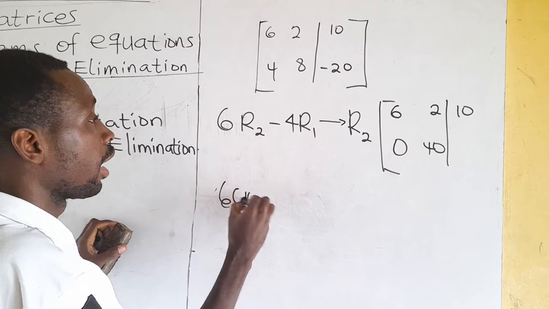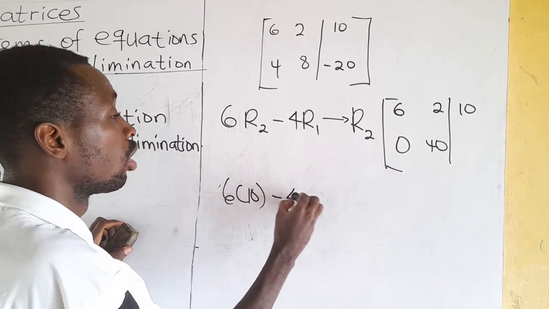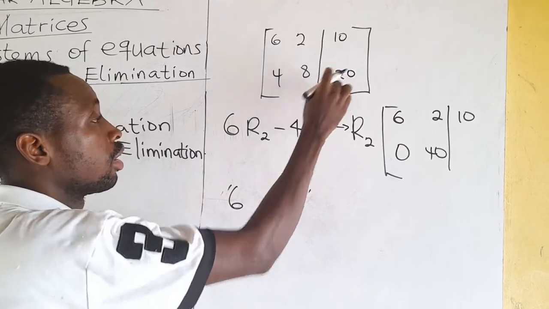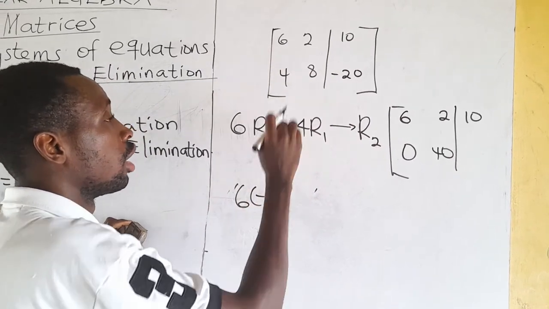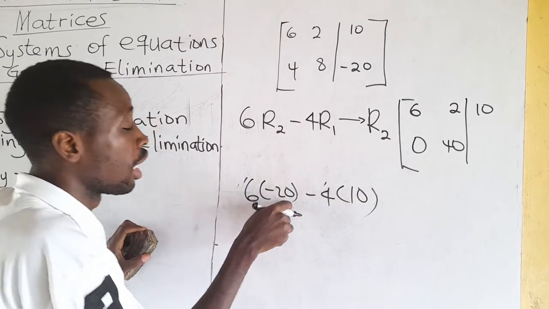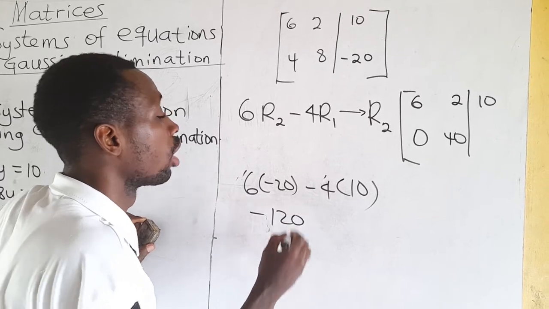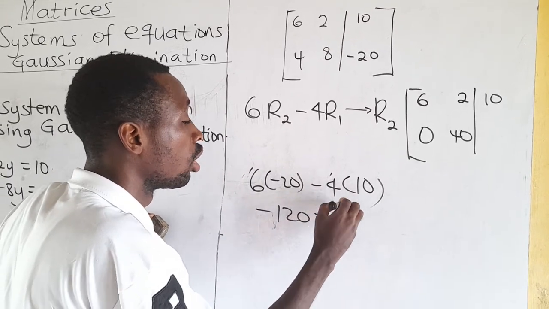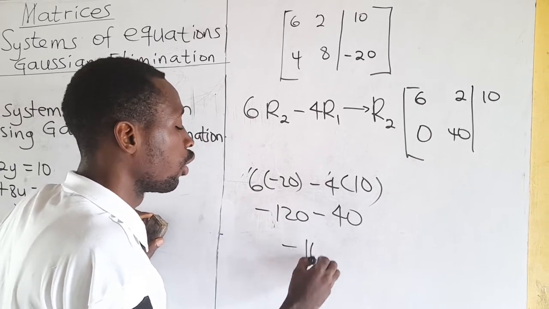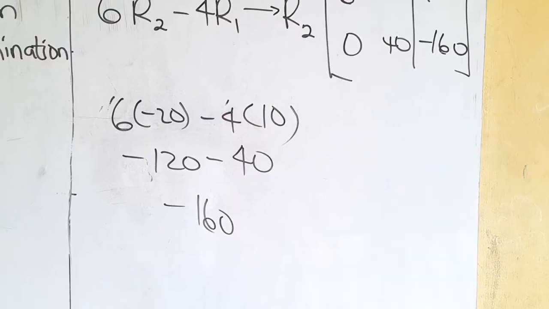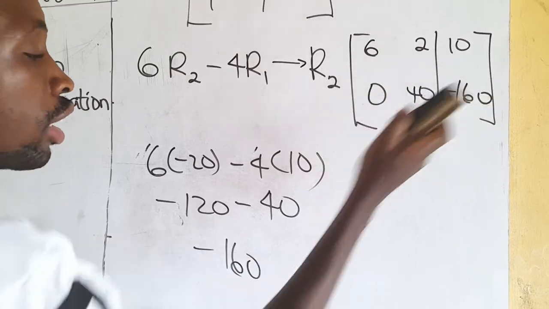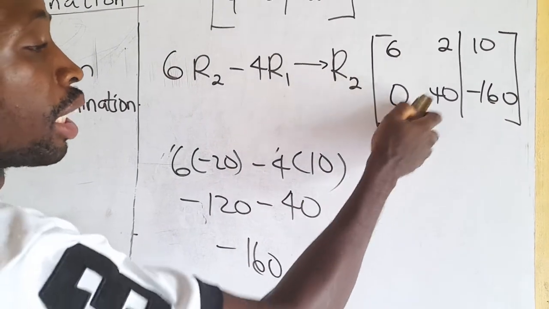So 6 times 10 minus 4 times... 6 times negative 20, sorry, the R2 is negative 20, minus 4 times 10. 6 times negative 20, that will be negative 120. Then 4 times 10, that will be 40. Negative 120 minus 40 will be negative 160. Then write the negative 160 there. Now we have succeeded in making this 0.